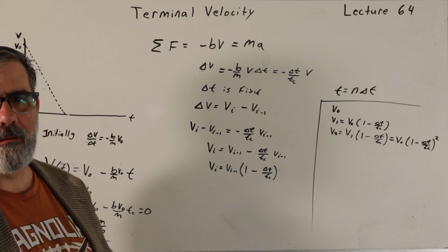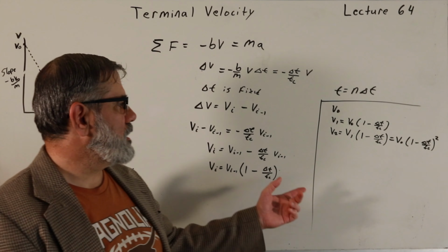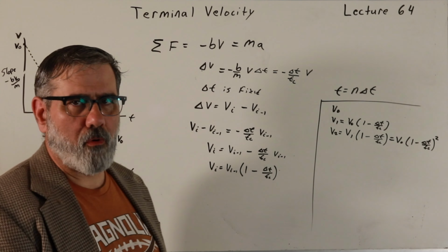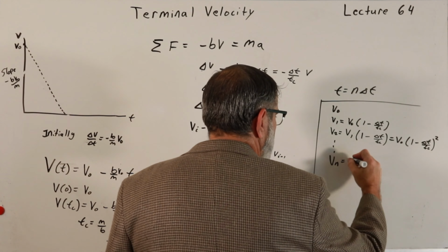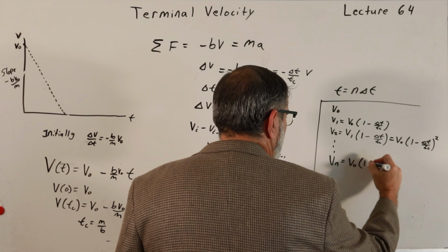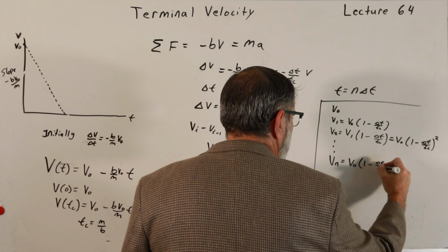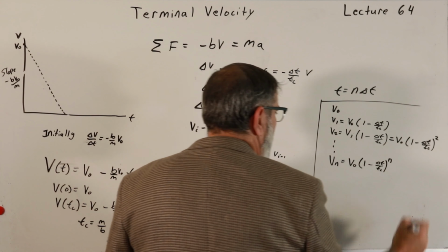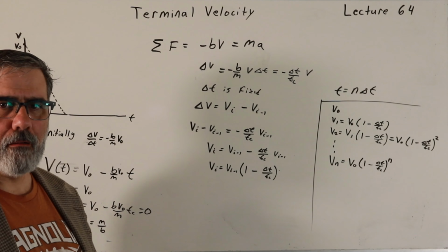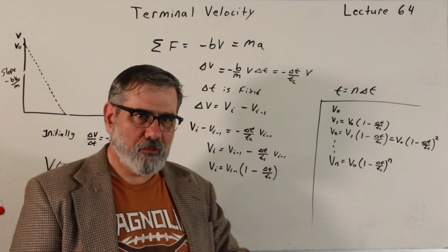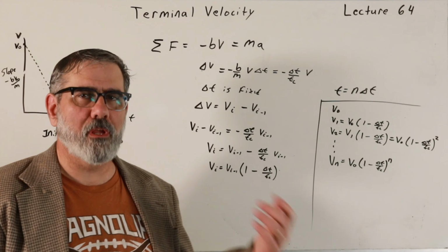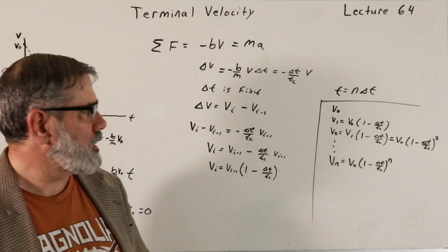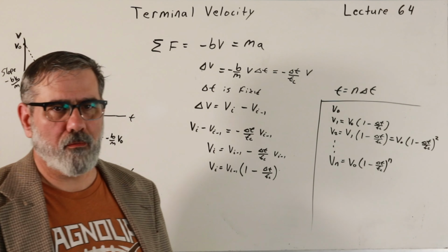That's interesting, right? If we were to continue on and get V sub 3 and V sub 4 and go all the way up to V sub n, we would see this is just equal to V naught times 1 minus delta t over T sub c to the nth power. Does that make sense? You can see that that's happening. Each time we increase the time step, we take the previous velocity times this constant, 1 minus delta t over Tc, right?